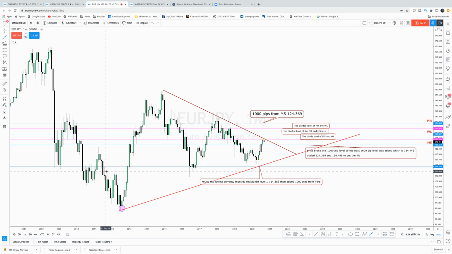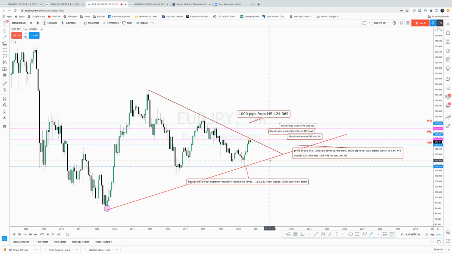So I have my 114.353. This still is the quarters theory, but using a different set of numbers and how we get those numbers. It's going to be applied to the standard quarters theory that I have, which I'm going to show in a couple minutes. So from 114.353 to 124.369 is 1,000 pips. And of course, you have your quarter points in between.